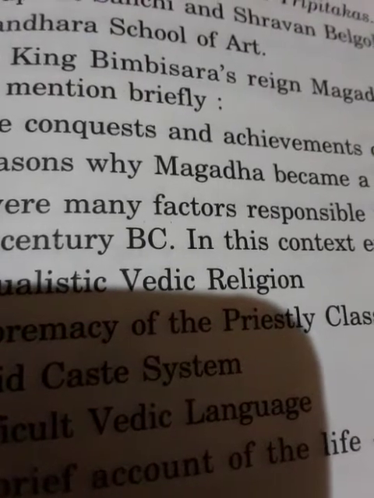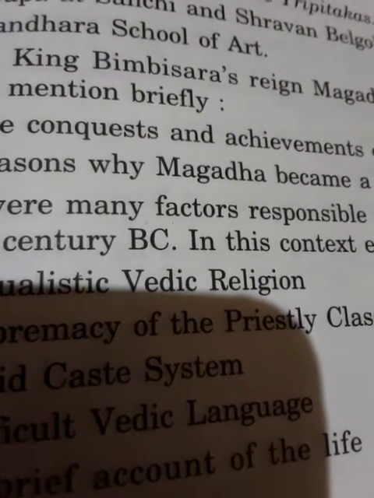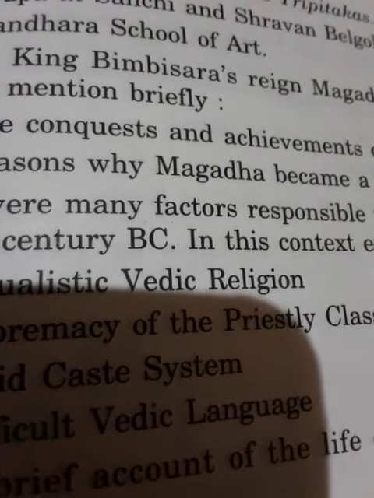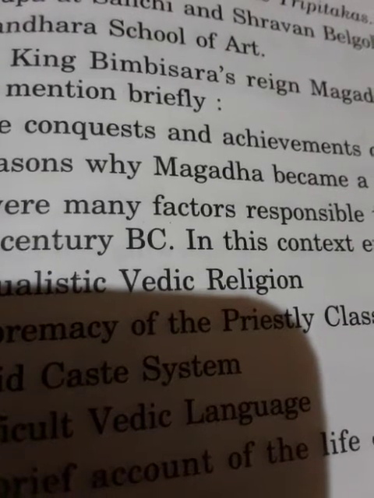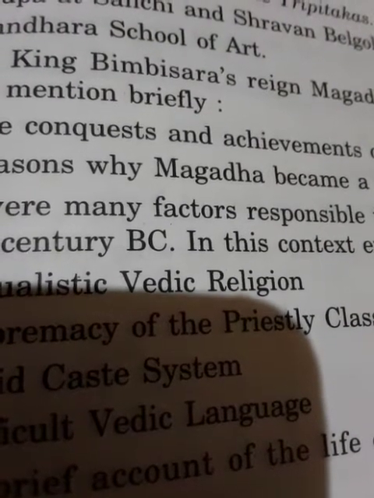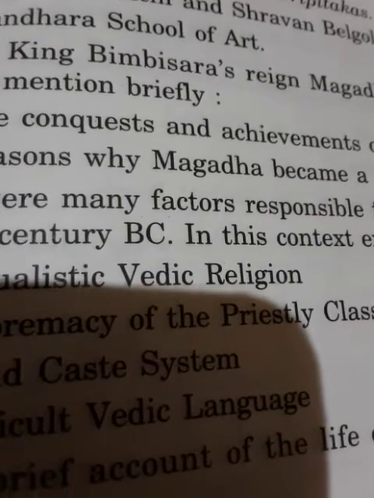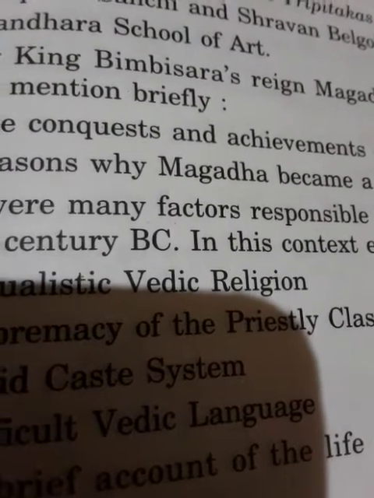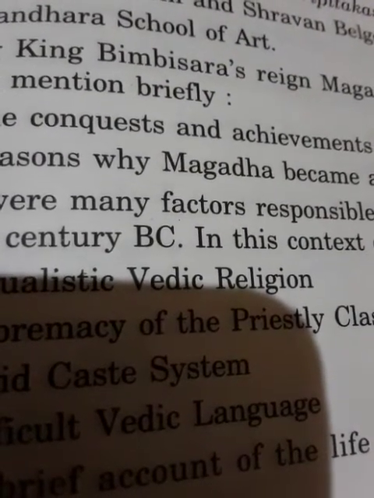Number 25. Mention any 2 causes of the decline of Buddhism. Answer. 2 causes of the decline of Buddhism were: number 1, split in Buddhism; number 2, corruption in Buddhist Sangha. And with this I am ending my history class.